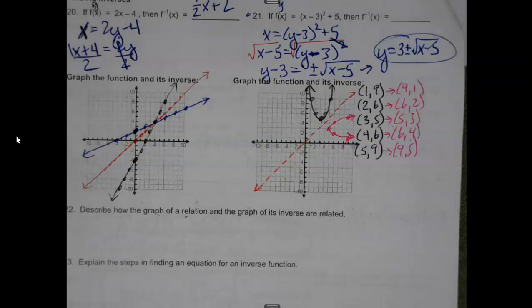Now, if you want to, and you can, you'd have to make 2 separate lines. You'd have 3 plus the square root of x minus 5, and 3 minus the square root of x minus 5. You're going to get the exact same 5 points. You just would have to piece it together. It's easier. You could have done this on this one too. Take your original points and just invert them. It's going to be so much faster than dealing with that stuff.